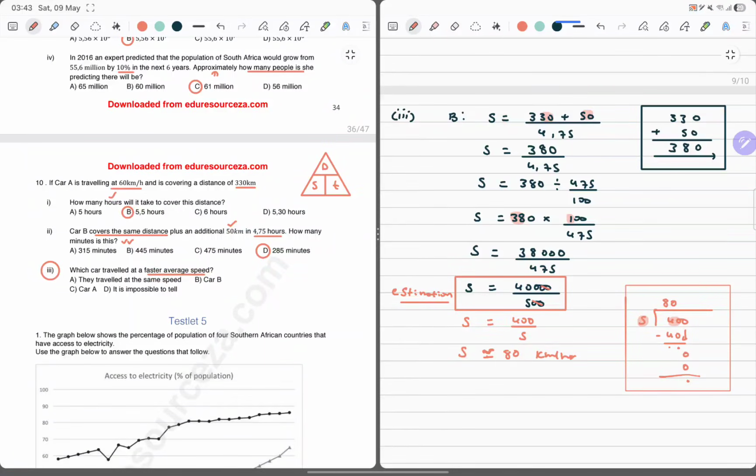That is the speed. Can you see? It's approximately 80. Of course, it's not exactly 80, but it's close to 80. Since we increased everything, it's going to be slightly less. But remember, proportionally, it should be more or less the same thing. So we can say this one has a faster average speed. As you can see, it's much bigger than the other one.